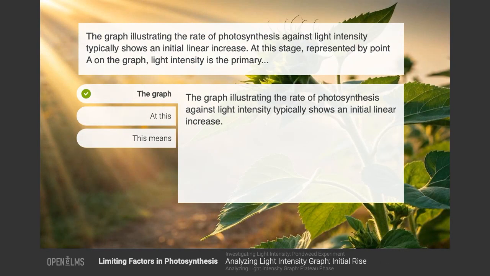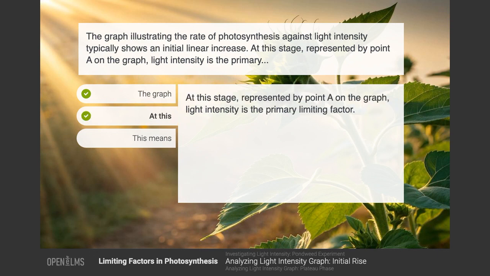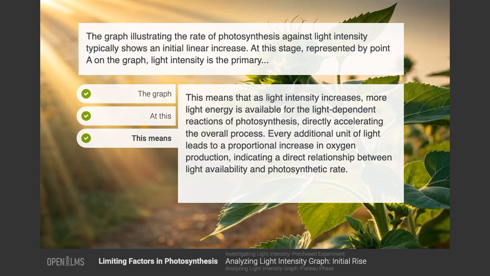The graph illustrating the rate of photosynthesis against light intensity typically shows an initial linear increase. At this stage, represented by point A on the graph, light intensity is the primary limiting factor. This means that as light intensity increases, more light energy is available for the light-dependent reactions of photosynthesis, directly accelerating the overall process. Every additional unit of light leads to a proportional increase in oxygen production, indicating a direct relationship between light availability and photosynthetic rate.